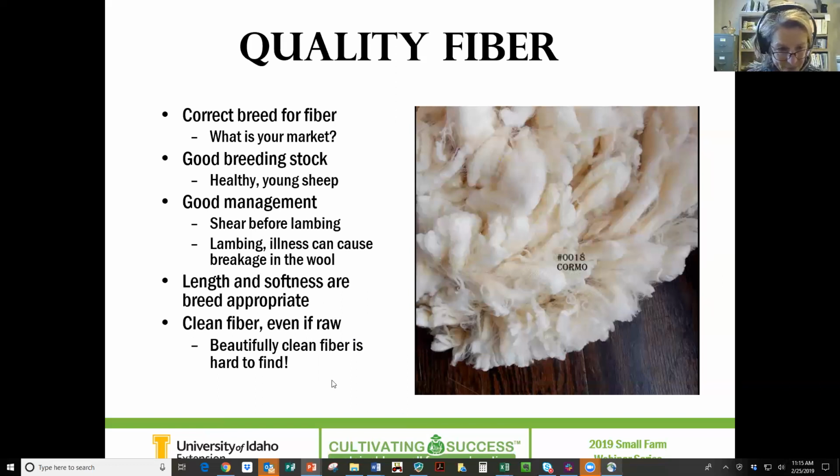And then the final bullet point here, clean fiber, even if raw. Beautifully clean fiber is hard to find. So you think, what can I do to distinguish myself in the marketplace? Really, really strive to have clean fiber. It's probably the best thing you can do. It's really a hard task.